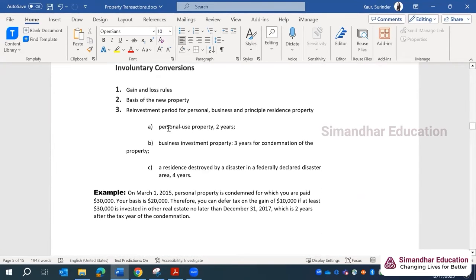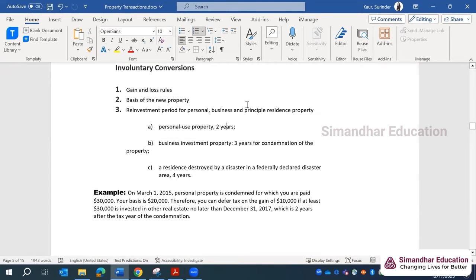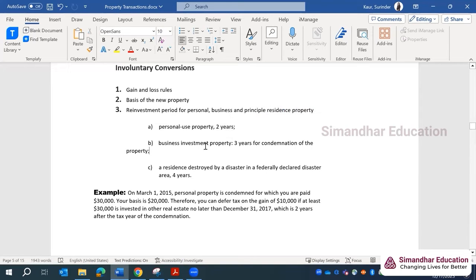So if it is a personal use property, which you are using for personal purposes, and if it is an involuntary conversion, you will have to reinvest in a similar property within 2 years. If it is a business investment property, then you have to reinvest and purchase a similar property within 3 years of the condemnation of the property.